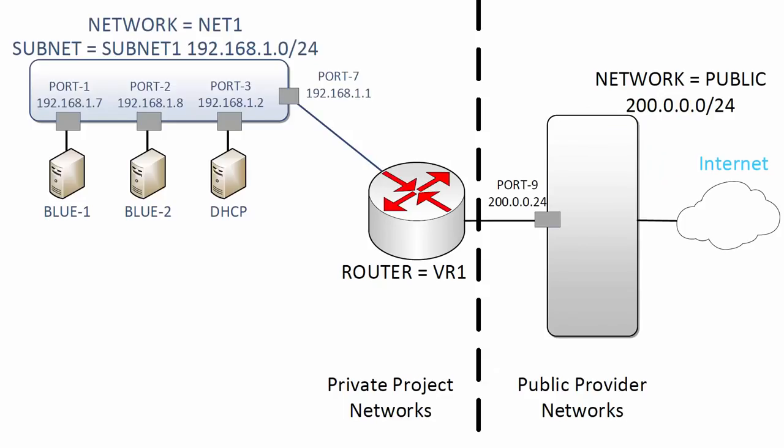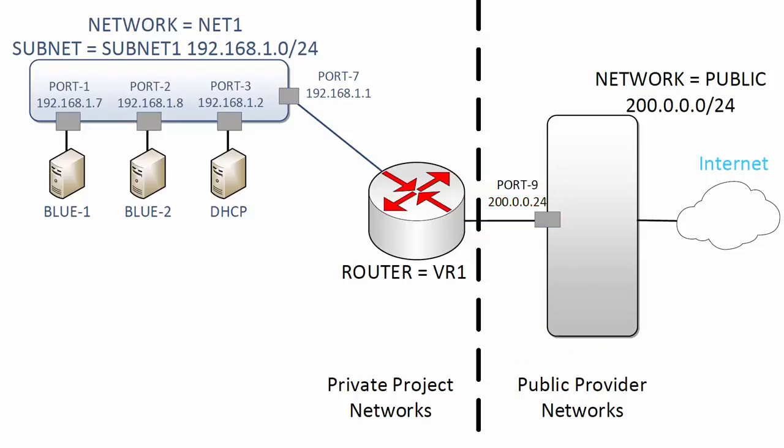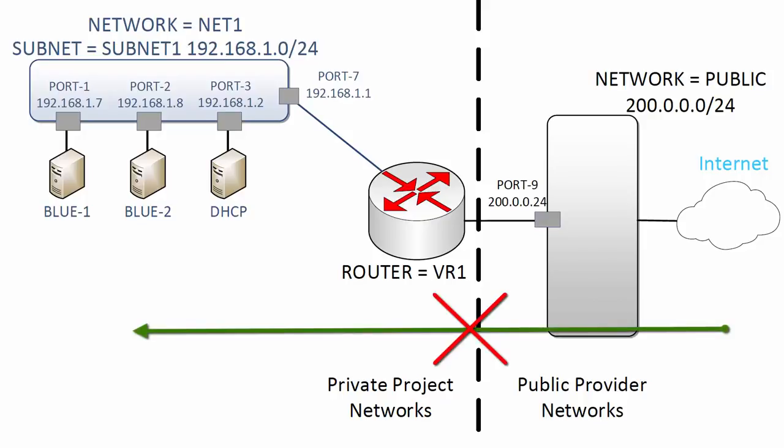Here in OpenStack this works the same way. Perhaps Blue 1 is reaching out to the internet. In the private project network Net 1, the source IP of packets is 192.168.1.7. After a packet is routed by the virtual router, SourceNet kicks in to translate the source IP to 200.0.0.24. This is the external IP of the neutron router. Just like in a home network, SourceNet works fine for outbound traffic from project internal networks to external networks or the internet. However, SourceNet does not work for connections initiated from outside directly to the VMs. For that, we need a floating IP.